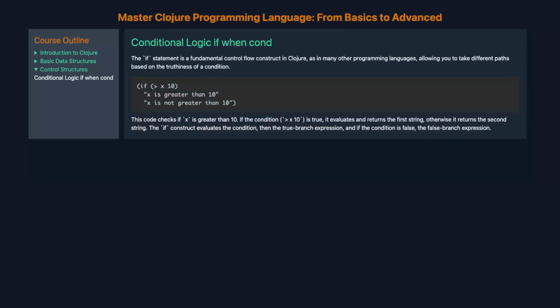Conditional logic: if, when, cond. The if statement is a fundamental control flow construct in Clojure, as in many other programming languages, allowing you to take different paths based on the truthiness of a condition. This code checks if x is greater than 10. If the condition, x > 10, is true, it evaluates and returns the first string, otherwise it returns the second string. The if construct evaluates the condition, then the true branch expression, and if the condition is false, the false branch expression.